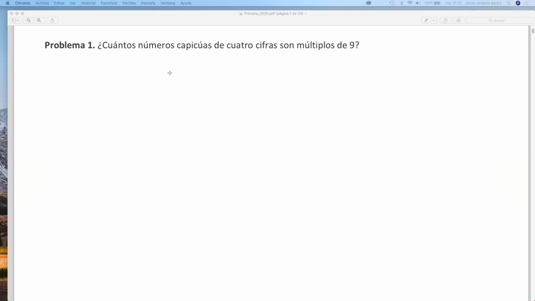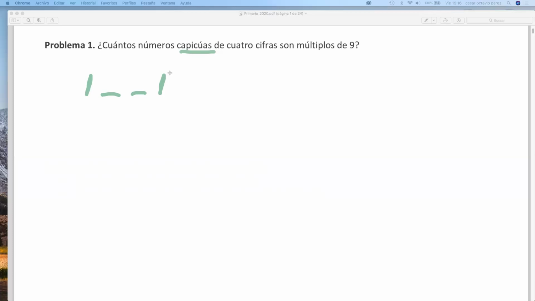Well, we can solve this problem by making a little table. If it starts with 1, it must end in 1 because it's a Capicua, a palindrome number. And we need it to be divisible by 9. Okay, well, we can start. When you explain a problem, you can do it verbally. You can speak, but we need to learn how to write.